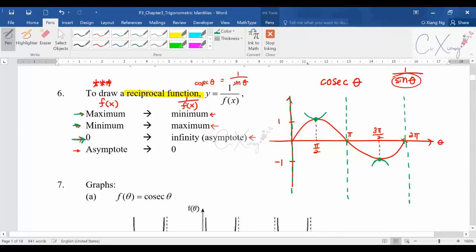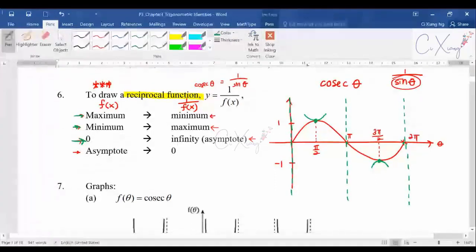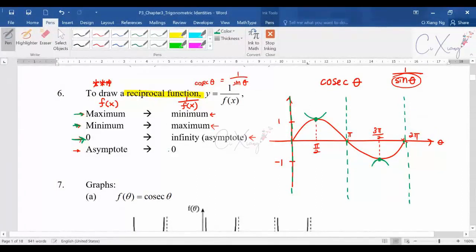Okay, then after that you go for the fourth rule. Originally, if you are having an asymptote, then when you draw the reciprocal function, it will become 0. So if you look at asymptote, do you have any asymptote in the original graph? No, right? So there's nothing that you need to do for this rule here. Okay, so once you have gone through all the rules, now you can roughly guess the graph.